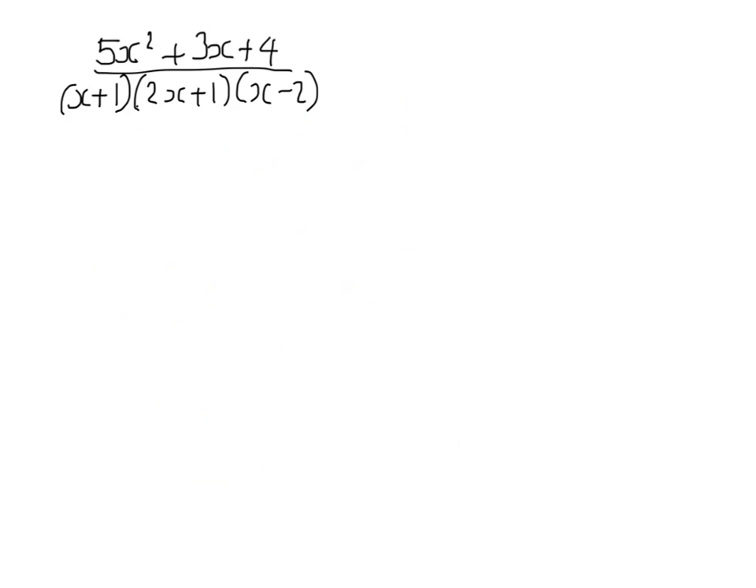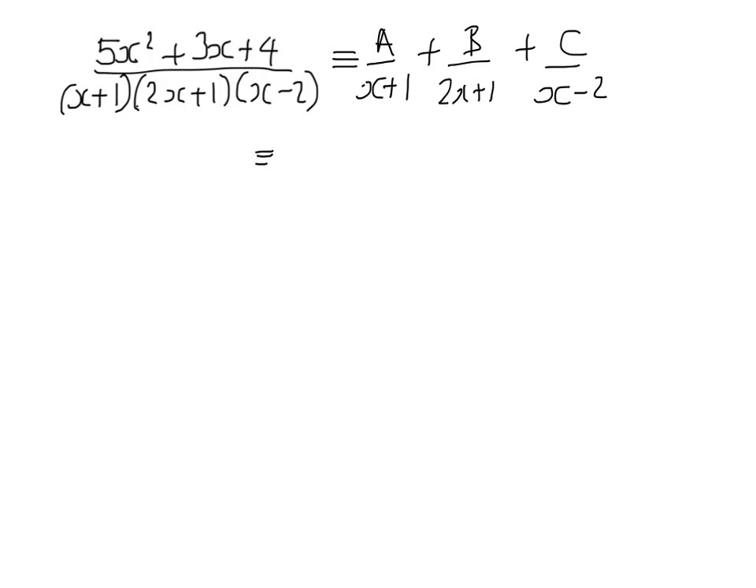Okay, so we can make partial fractions when there are three factors in the denominator in the same way. So we just need a third thing that we need to find. So we're going to have a over x plus 1 plus b over 2x plus 1 plus c over x minus 2. Okay, so we do the same thing as before and make a common denominator.